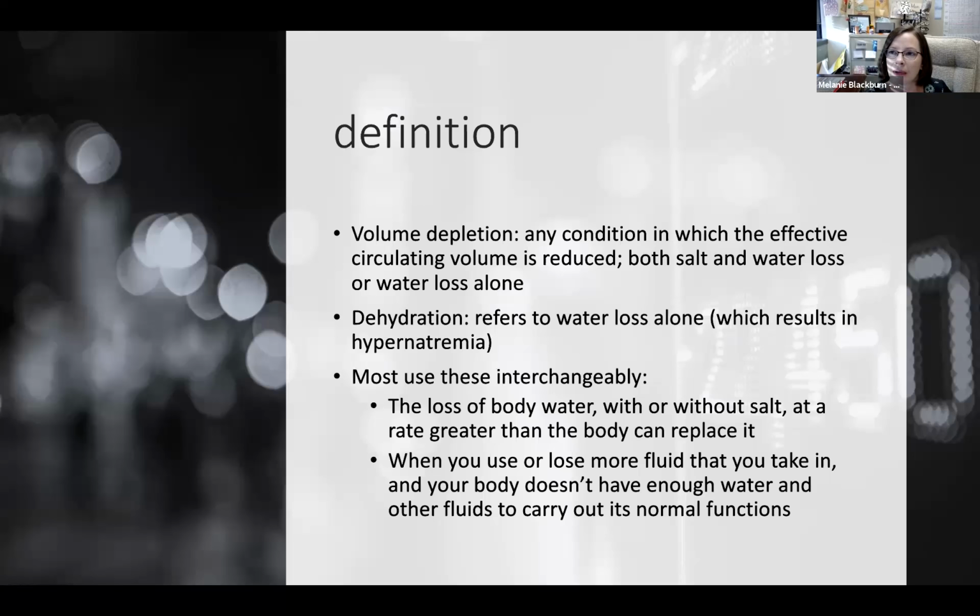So we're going to talk through just a couple of definitions so everyone is kind of on the same page. When you look at different resources and books and literature around dehydration, there's two different words that usually pop up. So we're just going to talk about the definitions of volume depletion and dehydration. When volume depletion is mentioned in a text, it's really anything that decreases the effective circulating volume. So that could be water reduction or loss of both water and salt. So when you say volume depletion, it means everything that's decreasing your volume.